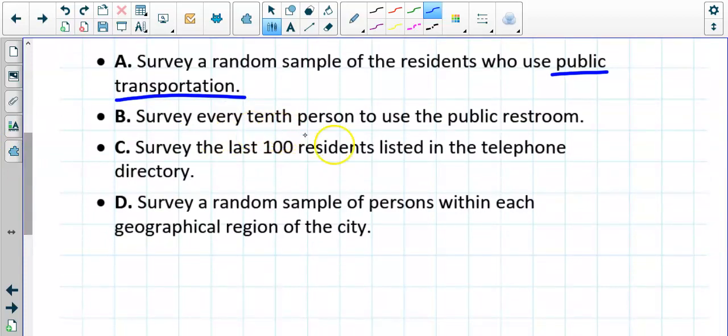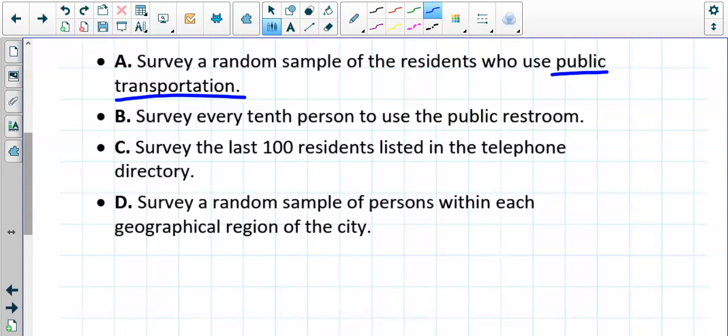Survey every 10th person to use a public restroom. I'm not even sure why you would want to talk to people before they're going into the restroom. They're probably in a hurry anyway. So this one's probably not going to tell you much about whether the public will want to fix up the roads for those that got to go to use the restroom right away. So you got to throw that guy out. All right, survey the last 100 residents in the telephone directory.